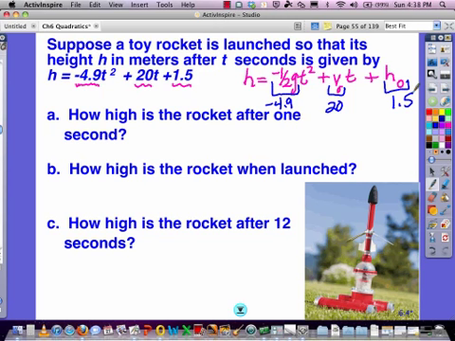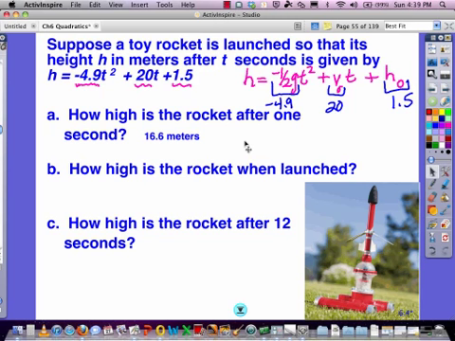So question, how high is the rocket after 1 second? Well, we don't know. This is a generic equation. You would have to put a 1 in to your calculator or into your brain, paper and pencil, and calculate what that would come out to. So go ahead and do that quickly. After 1 second, you can see we've got a negative 4.9 there. 20 times 1 is 20 plus 1.5. So do the quick arithmetic. You should have gotten about 16.6 meters. So the rocket is gaining height still after 1 second.